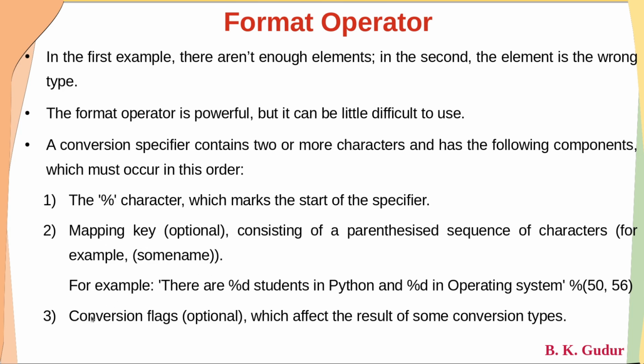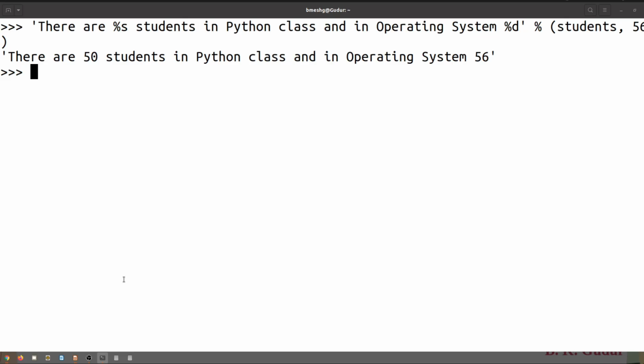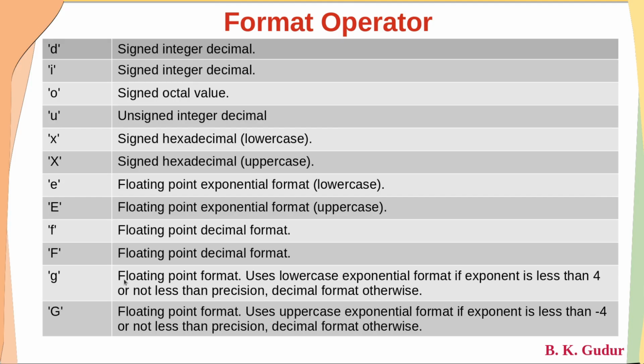And the third one is conversion flags. Once again, this mapping key and conversion flags are both optional. Conversion flags affect the result of some conversion types. Dear students, these are the conversion flags. After the %, if we write a d, it stands for signed integer decimal. If we write i, signed integer decimal. D or i, both are signed integer decimal. If we write o, it is a signed octal value.